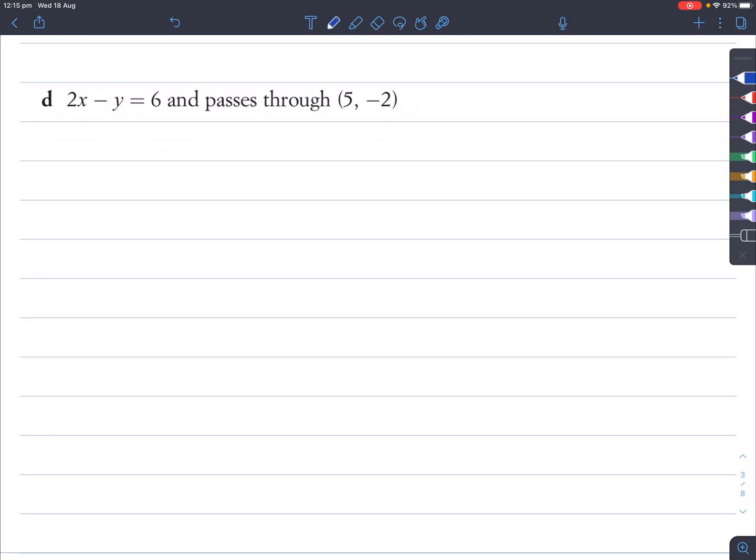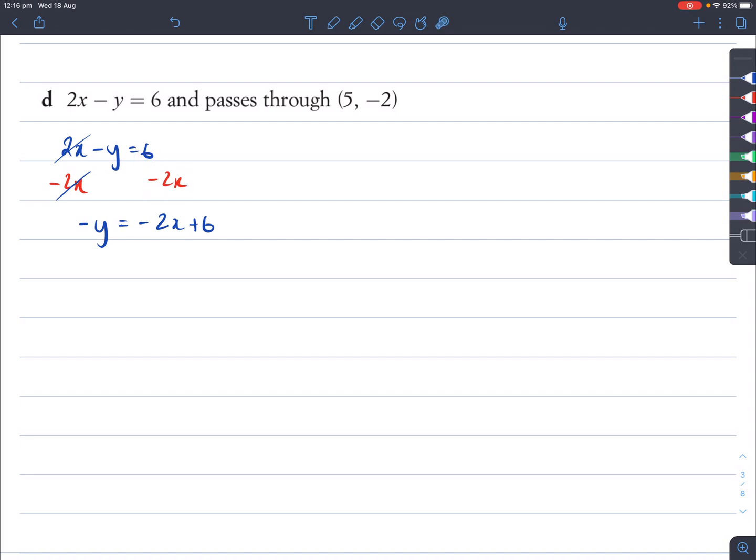So, 2x minus y equals 6 and passes through 5, negative 2. So this is nowhere near written in the gradient form that we love, and we can't gather our gradient from it. We have to rearrange this formula to make it y equals mx plus b. So if I write the equation out once and subtract 2x from both sides, so that I try to get y by itself, 2x minus 2x is 0. Negative y is left over from the left-hand side of the equal sign, and that is equal to 6 minus 2x, which is the same thing as minus 2x plus 6.